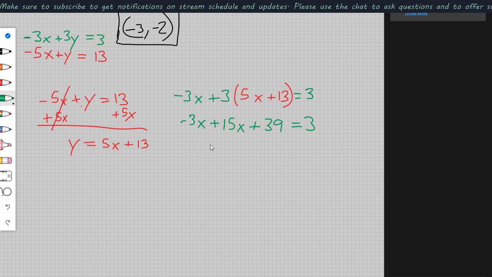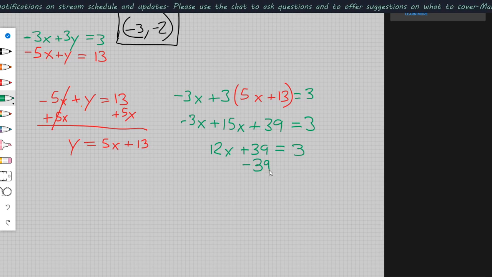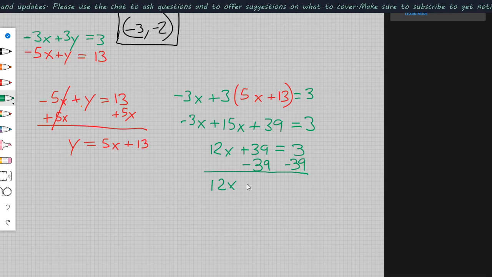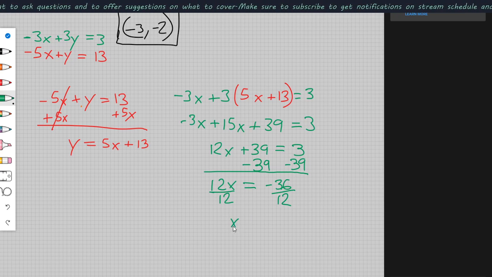Negative 3x plus 15x is going to be 12x. And then I'm going to subtract 39 from both sides. So I get 12x equals negative 36. I'm going to divide by 12 on both sides. So x equals negative 3. Does that match up so far?